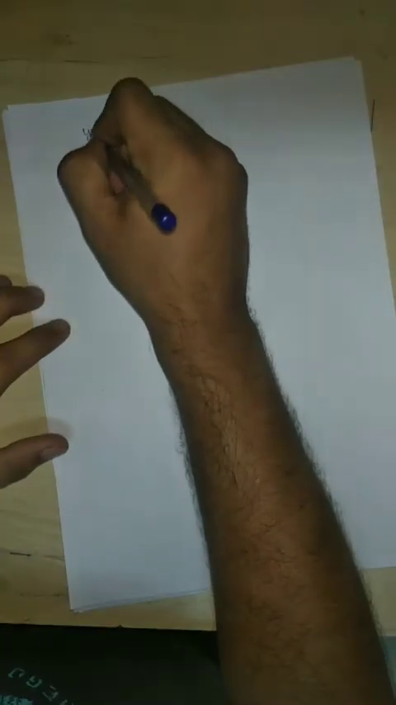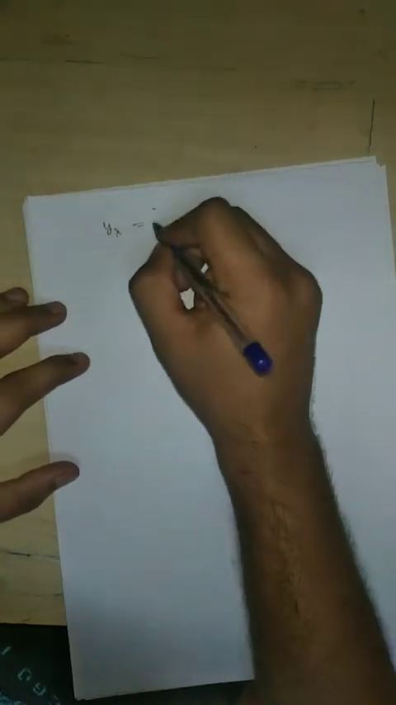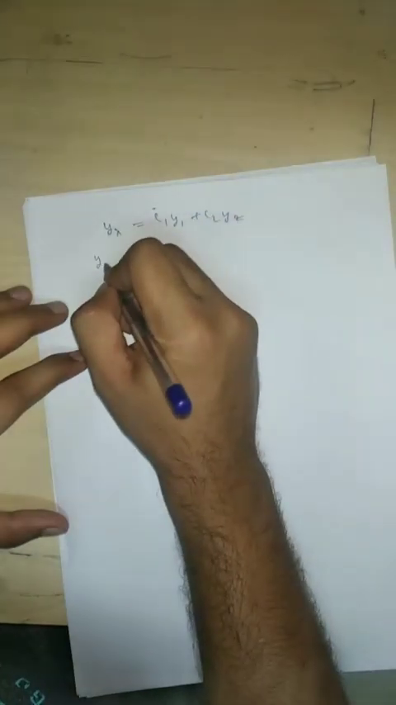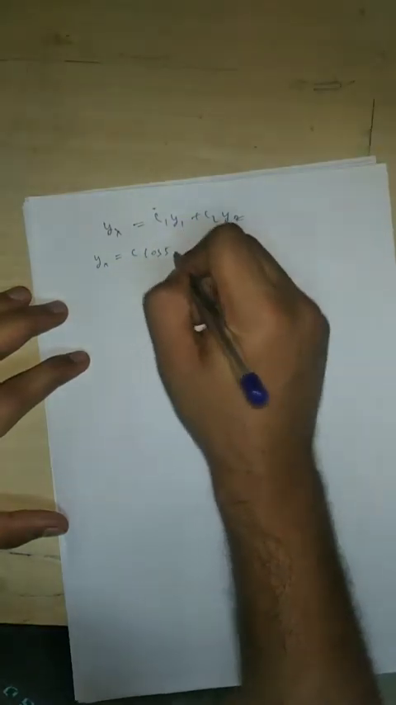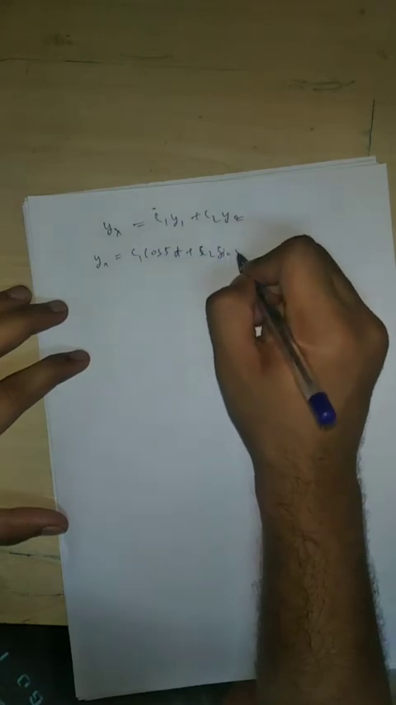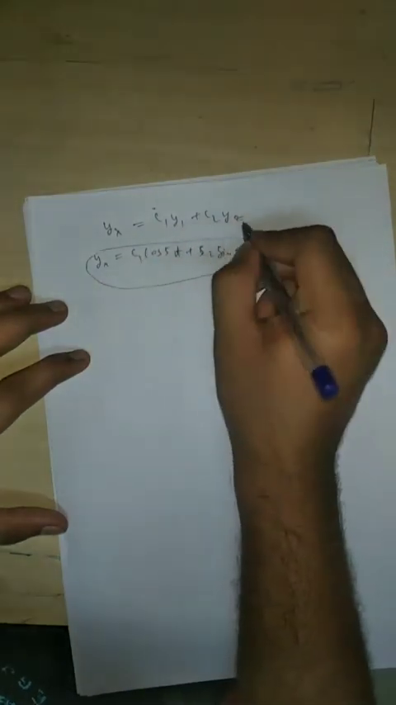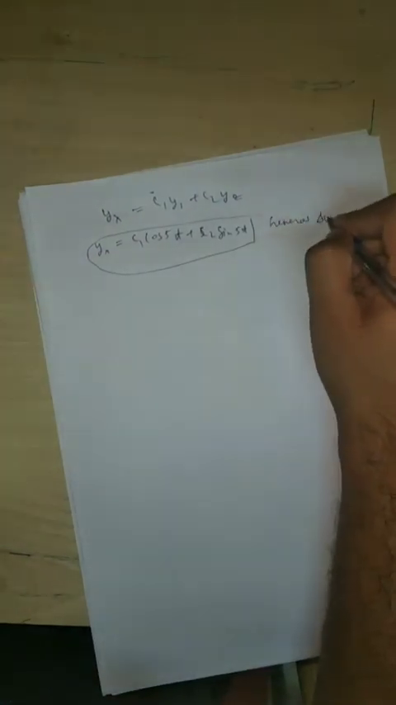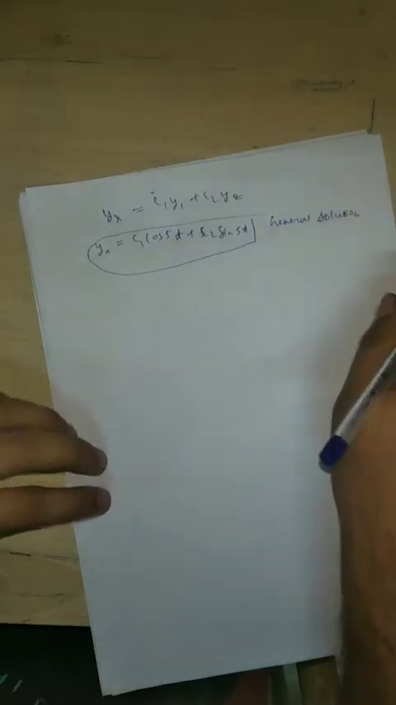So now we'll move further. We know y of x is equal to c1 y1 plus c2 y2. y of x is equal to c1 cos 5t plus c2 sin 5t. These are the values of y1 and y2 we found earlier. So this is the general solution of the non-homogeneous ODE.